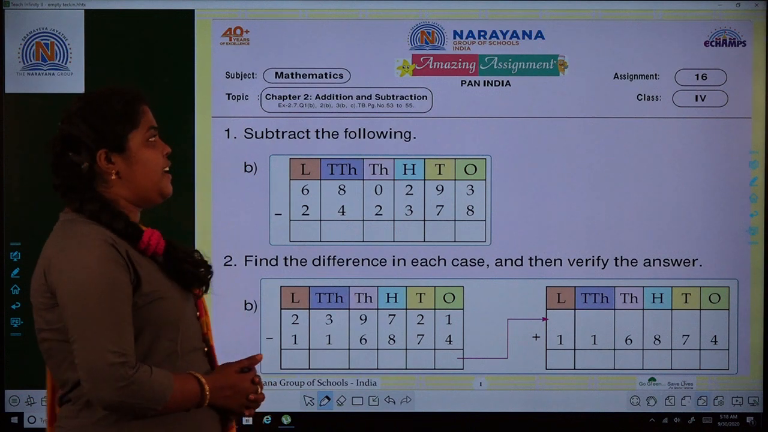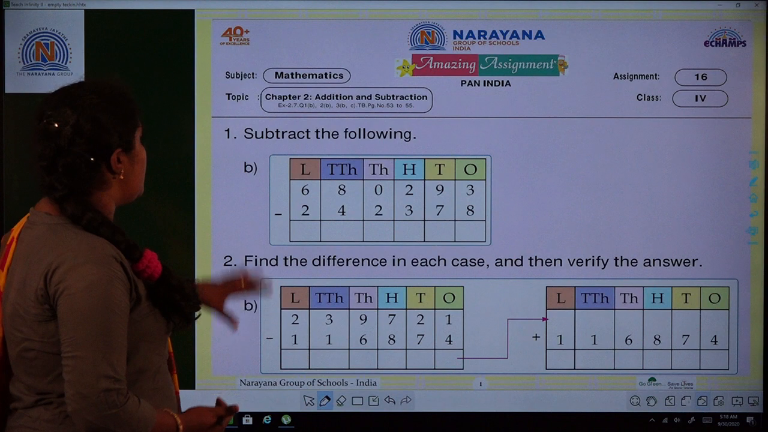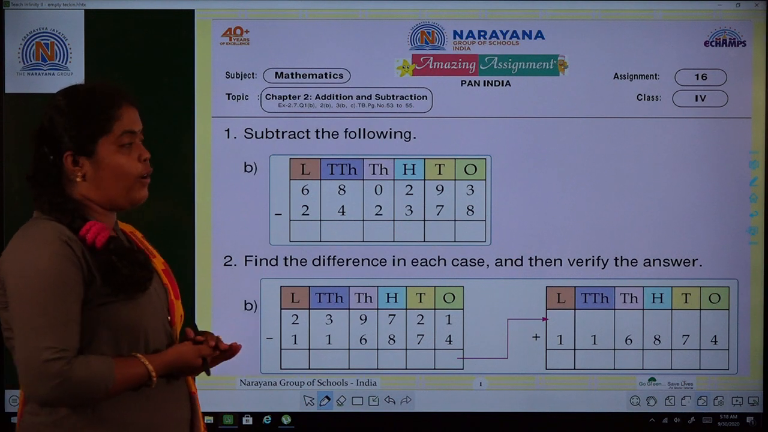Today we will do amazing assignment 16. It is related to chapter 2, additions and subtractions. Here the first one is subtract the following.